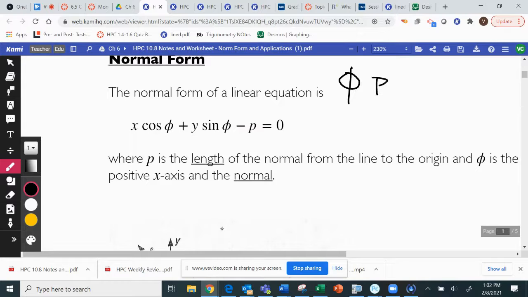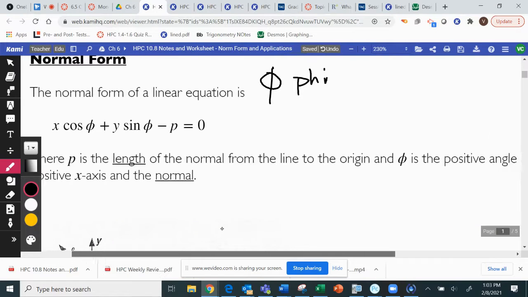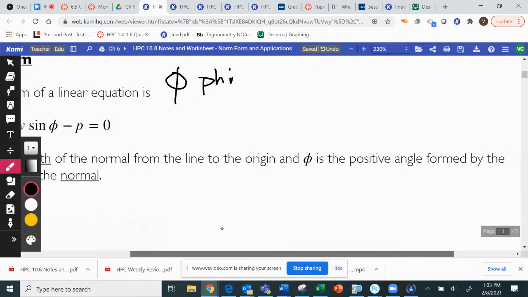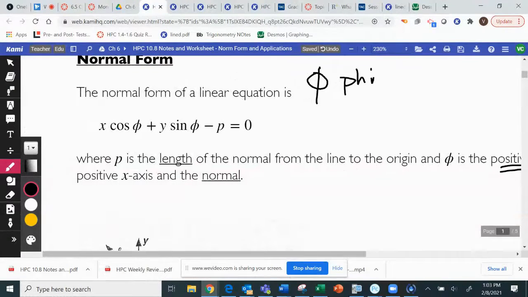It's phi. Okay. So x cosine phi plus y sine phi minus p equals 0. And then the phi, that's just a different Greek letter. It's still going to represent an angle. It's the positive angle that is formed by the x-axis and the normal. And then p is the length of the normal from the line to the origin.